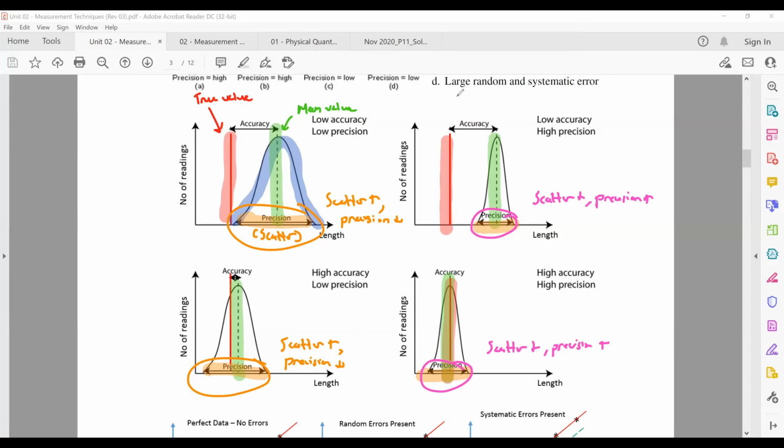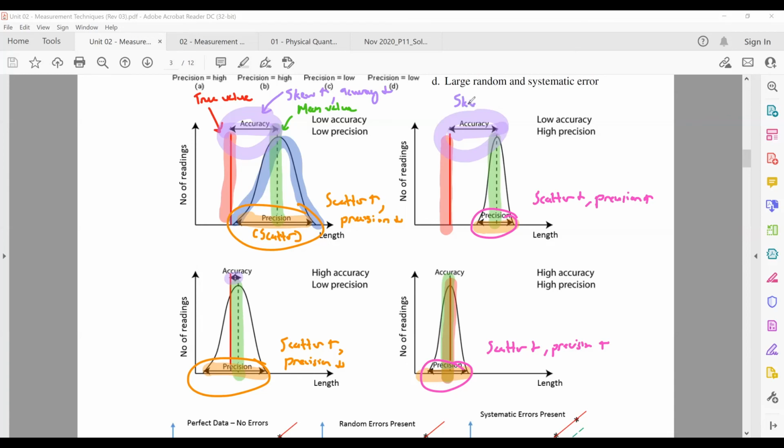If you want to talk about your accuracy, you see how far away is your mean value from your true value. Okay, so you can see that for this one and this one, the skewing is high, is far apart from each other, so your accuracy is low.